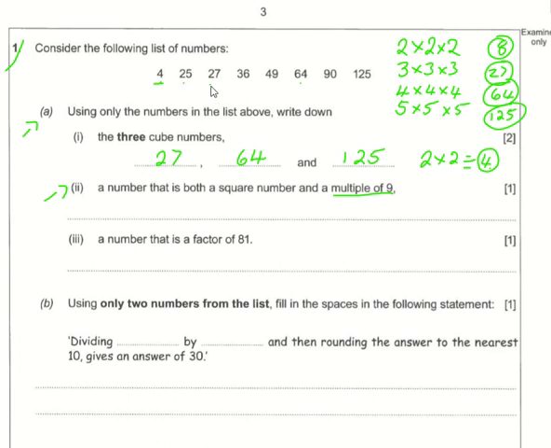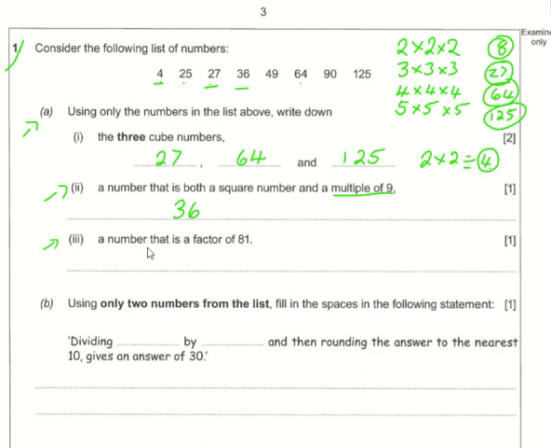25 is a square number, which doesn't appear in the 9 times tables. 27 is not a square number. 36 is a square number because it's 6 times 6, and 36 also appears in the 9 times tables because 4 9s are 36. So that's the answer to question 2.